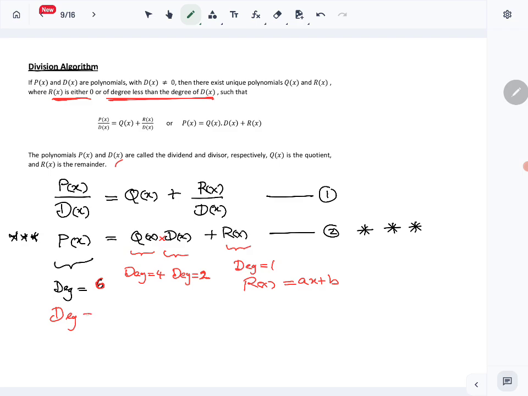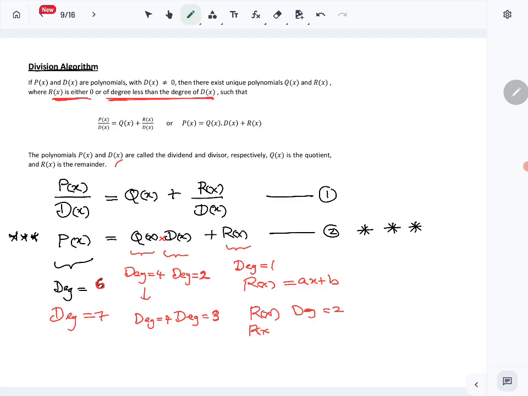So let's do another example. Let's say p of x is degree 7 and d of x is degree 3. Then q of x has to be what? Q of x has to be degree 4, and r of x is going to be what? 1 less than the divisor. The divisor is third degree, no? So then r of x has to be second degree.